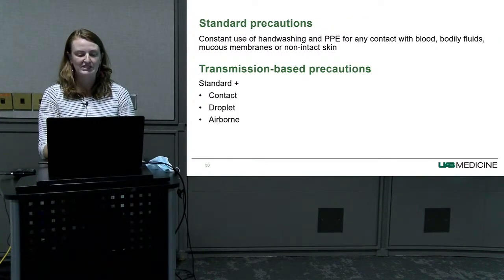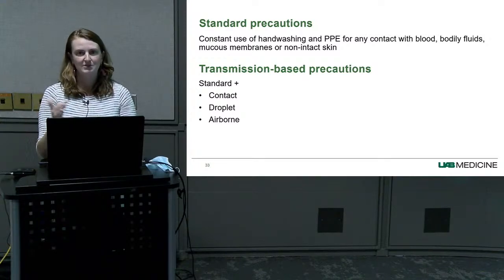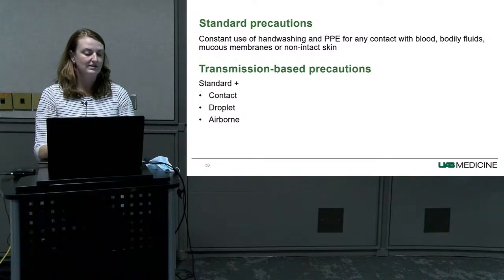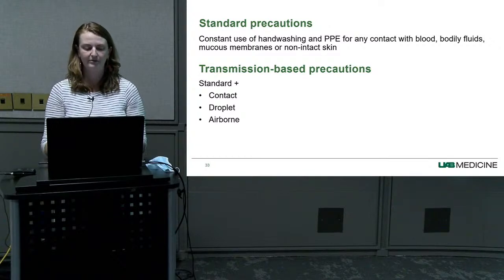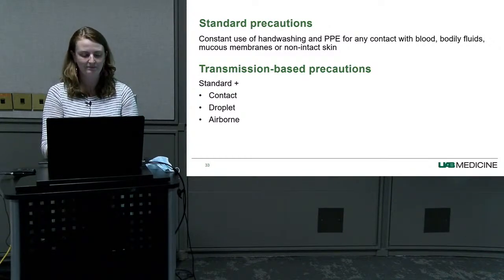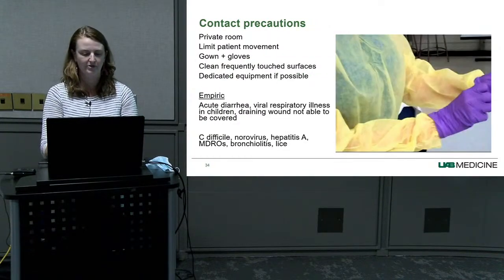But just as a review, standard precautions are what to do based on the assumption that any patient may be colonized or infected with organisms that are potentially transmissible. And so these should be followed for all patient encounters, in addition to whatever other transmission-based precautions are indicated. This includes constant, consistent, and good use of hand hygiene, as well as PPE, anytime you come into contact with blood, bodily fluids, mucous membranes, or non-intact skin. And now I'll go through the others.